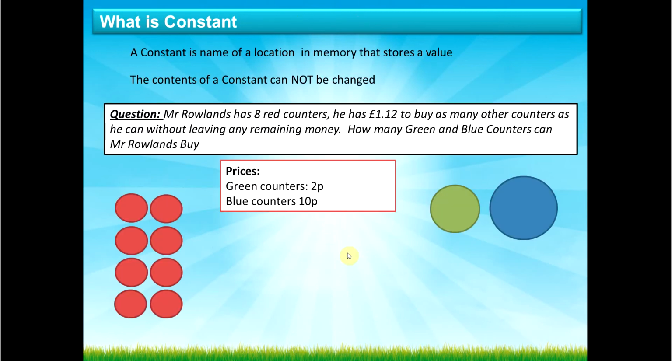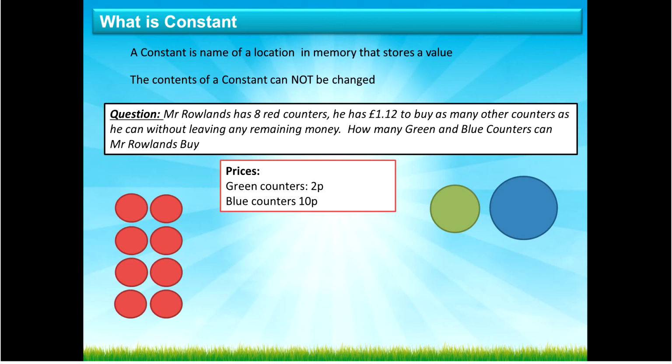So if I move on to a constant, the difference is it still stores a value, but the value cannot change, hence the word constant there. Once it is set, it's set in stone, it can't change throughout the whole running of that program.